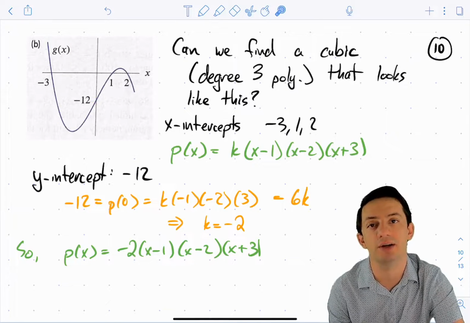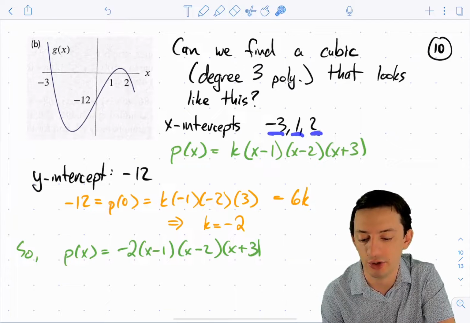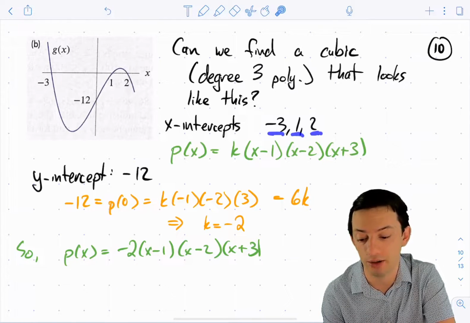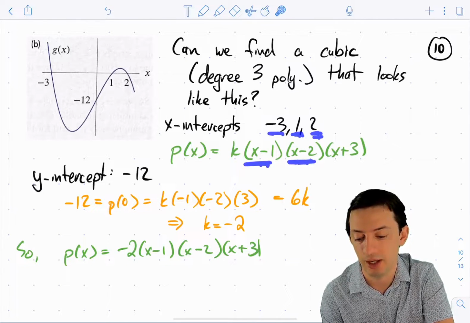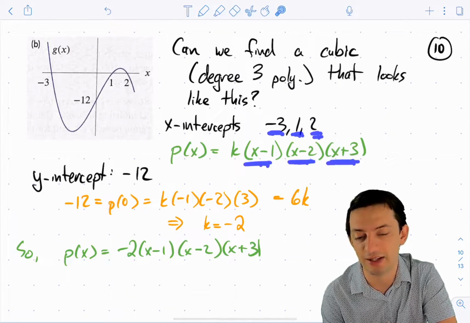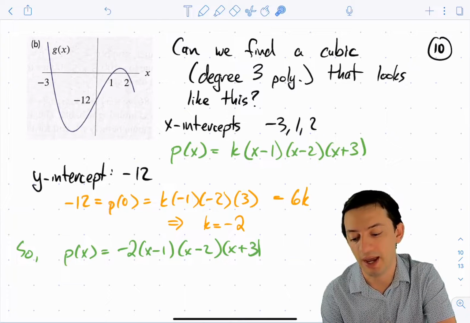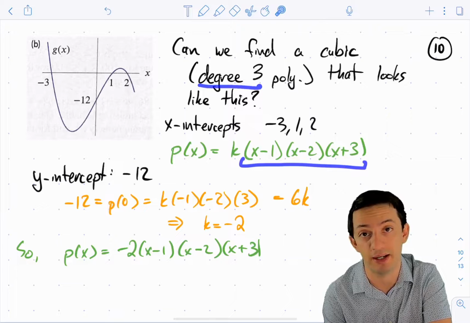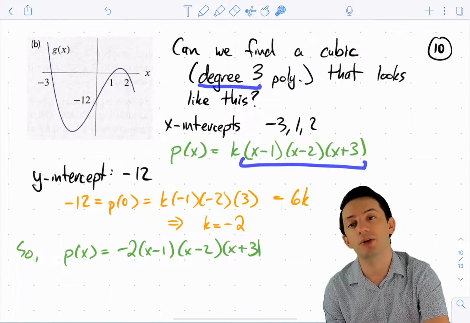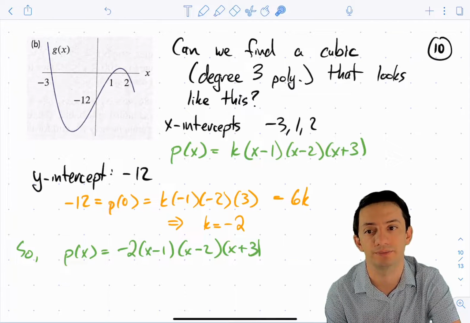So we're going to follow the same kind of logic. We have x-intercepts of negative 3, 1, and 2. That means that because of the 1, we have a factor of x minus 1. Because of the 2, we have a factor of x minus 2. And because of the negative 3, we have a factor of x minus negative 3. That's x plus 3. So we have 3 factors already, and it's a degree 3, so that must be all of them because we can't have more than 3. And that means the only bit of information we don't know yet, once again, is this constant in front.